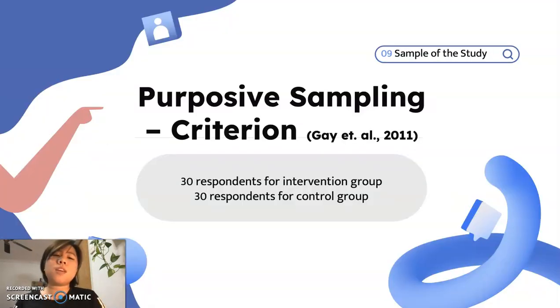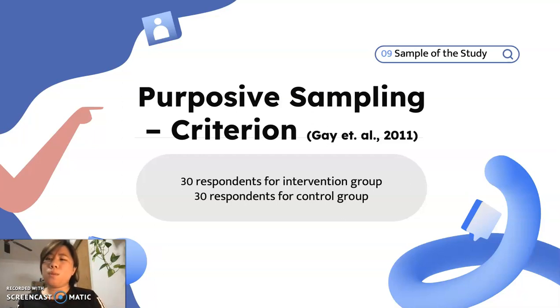Alright, so let me give a little bit of the background of the sample of the study. So the students that will be participating in the study would be students from Chinese Independent High School. This is because we use a purposive sampling. According to Gay et al. 2011, this is a criterion sampling because we want the students that are of the same level.